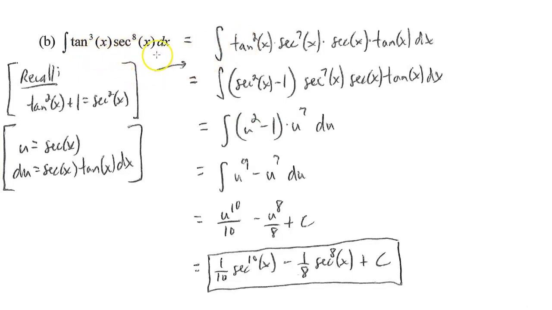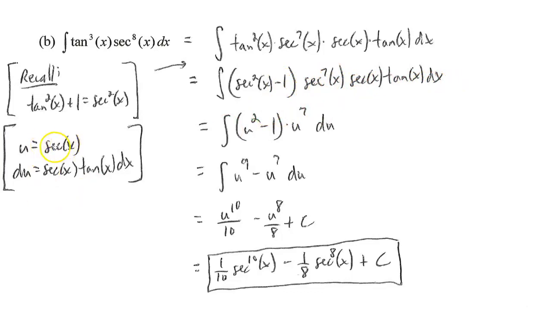So if we break off a secant tangent, what we have is tangent squared times secant to the 7th times secant times tangent dx. So we've broken off both a tangent and a secant, because eventually we're going to let u be secant, and then du will be secant times tangent. So we want all this to be in terms of secant. Well, how do we do this? Well, tangent squared is secant squared minus 1, again using that identity here. So we have the integral of (secant squared minus 1) times secant to the 7th times secant times tangent dx.